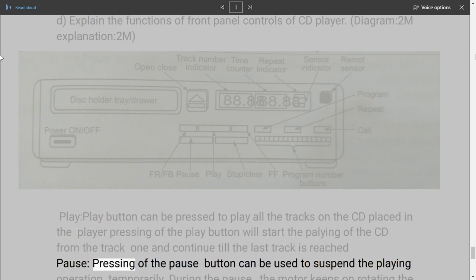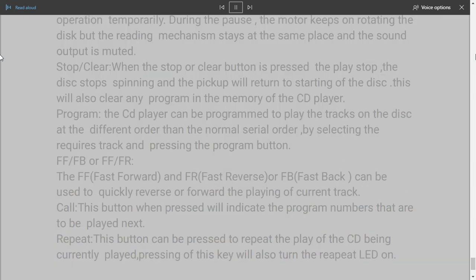Pressing the pause button can be used to suspend the playing operation temporarily. During the pause, the motor keeps on rotating the disc, but the reading mechanism stays at the same place, and the sound output is muted. Stop/clear. When the stop or clear button is pressed, the play stops, the disc stops spinning, and the pickup will return to the starting of the disc. This will also clear any program in the memory of the CD player.